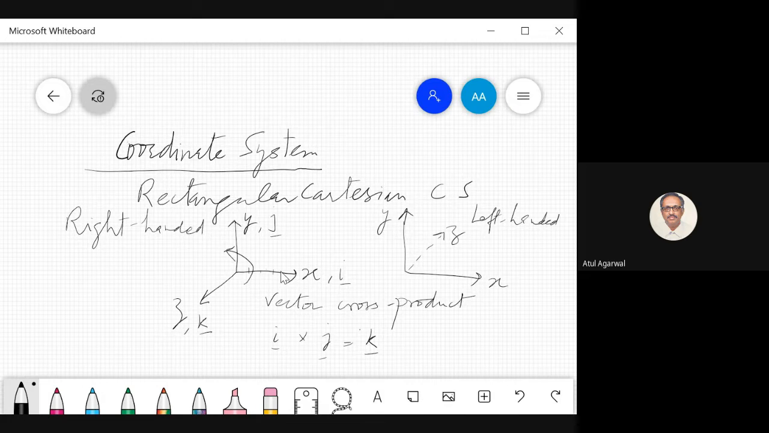Had you used a left-handed coordinate system, your i cross j would have been equal to minus k. Because i cross j has to point in this direction, while your positive z-axis is other way around. So this direction will be minus k of this axis. So for left-handed coordinate system, your cross product rule changes. Your vector product is different.